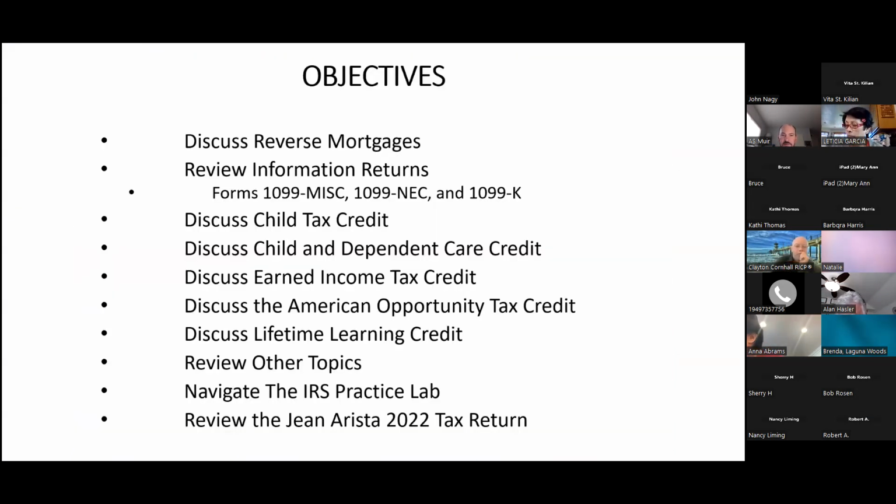All right, so our objectives. We are going to talk about reverse mortgages. That was one of the questions that popped up last time we spoke. So we'll give you some basics there. And then we're going to talk about information returns. And you will hear me say again and again, there are information returns that are issued to taxpayers. And a lot of times those information returns have taxable income that needs to be reported.